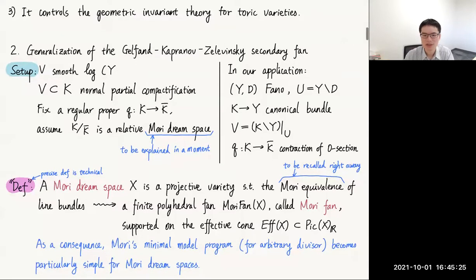What's really nice about getting this finite polyhedral fan out of Mori equivalence is that Mori's minimal model program becomes particularly simple for this kind of space. One can actually see explicitly what it means, like what the flops of the minimal model program are. One can write it totally explicitly when this condition is satisfied.